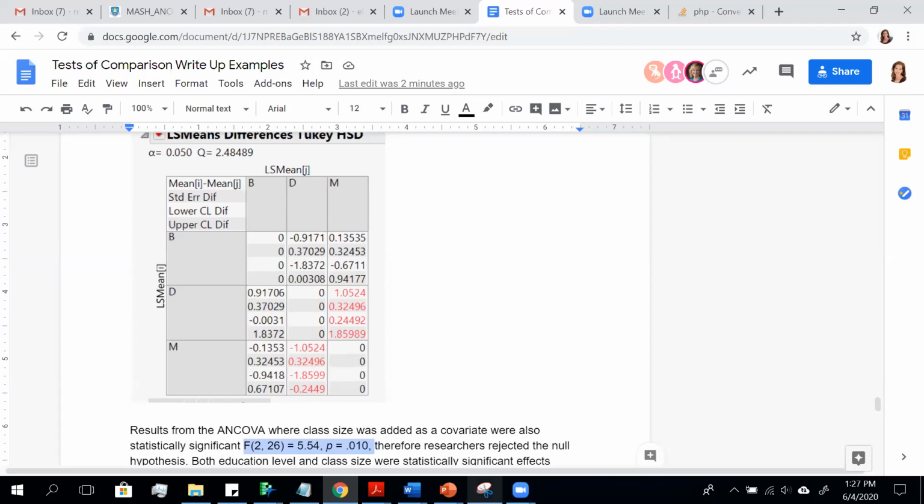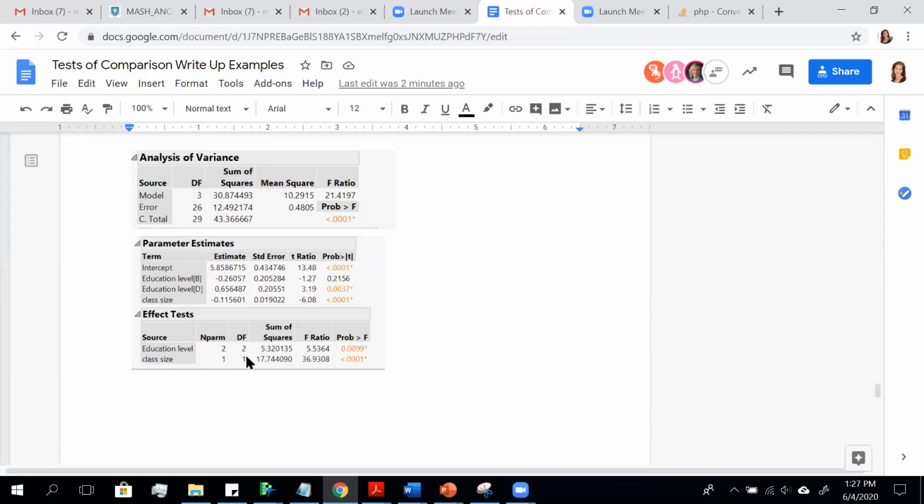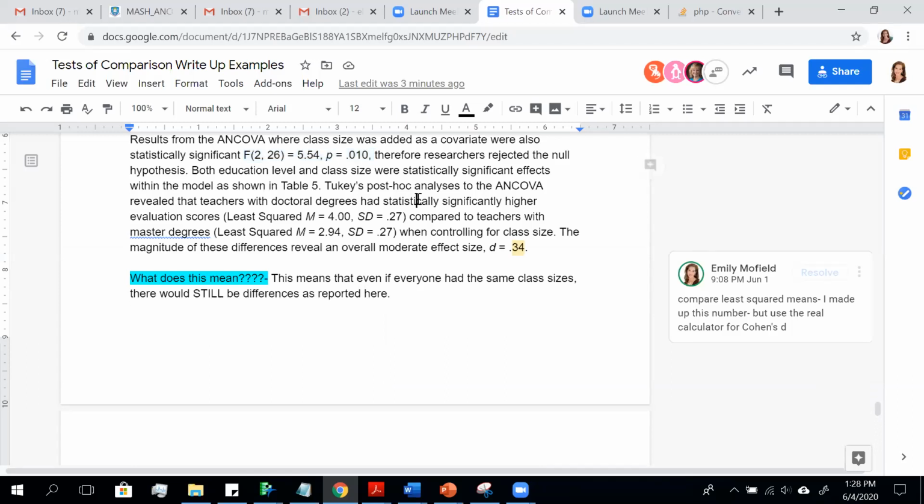So I'm going to put 2, 26. That 2 is the degrees of freedom, and the 26 comes from the degrees of freedom error right here, the within groups variance degrees of freedom. And then that's the F, and that's the p that I'm reporting. See, this isn't that hard. And then you can talk about that.